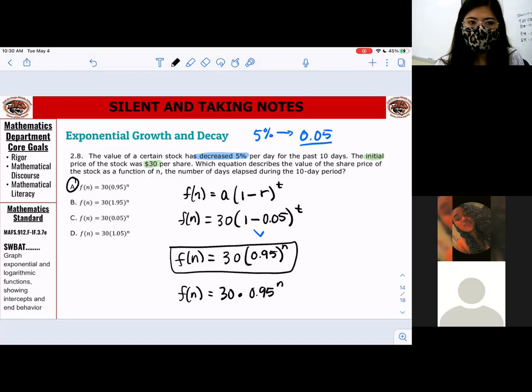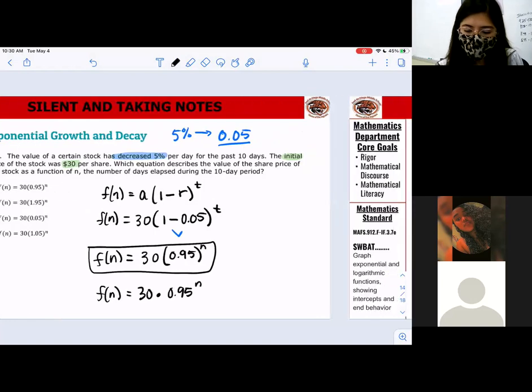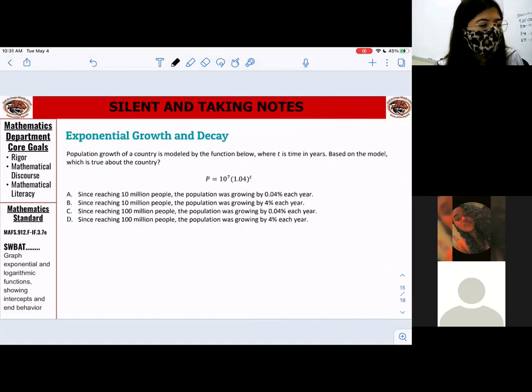All right. Let's do another. I'll read this one because it's a little short. Population growth of a country is modeled by the function below, where t is time in years. Based on the model, which is true about the country? So now I want you to start putting it all together. Try it on your own. I'll give you 30 seconds to read and pick an answer.